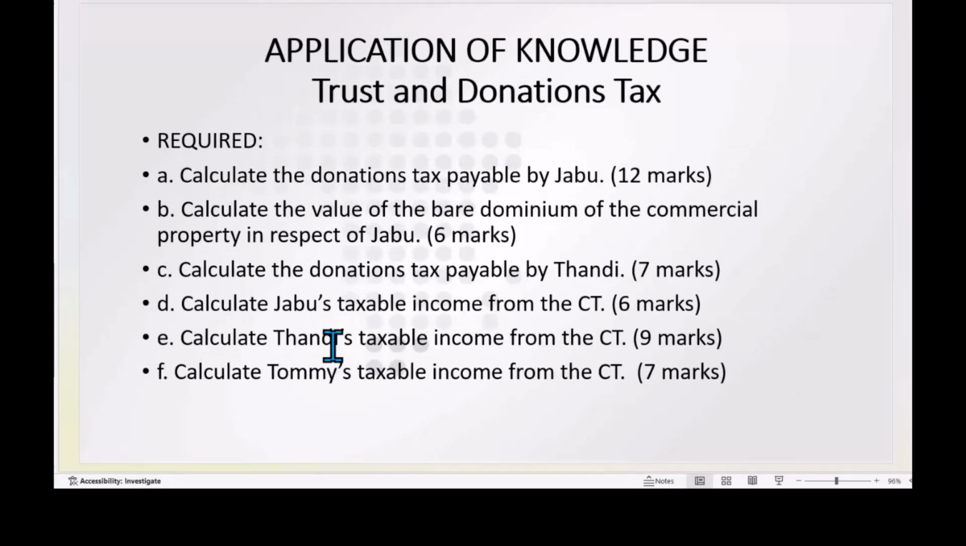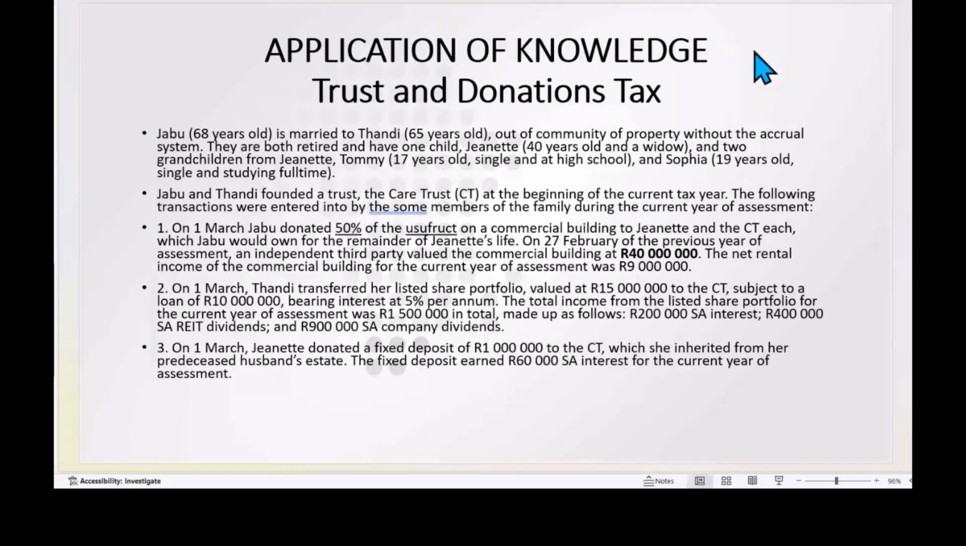Then our third required is for us to calculate the donations tax payable by Tandi, and that is for 7 marks. So Tandi, let's go see what she donated. They told us that on the 1st of March, Tandi transferred her listed share portfolio valued at 15 million rand to the CT, subject to a loan of 10 million rand, bearing interest at 5% per annum. The total income for the listed share portfolio for the current year was 1.5 million in total.